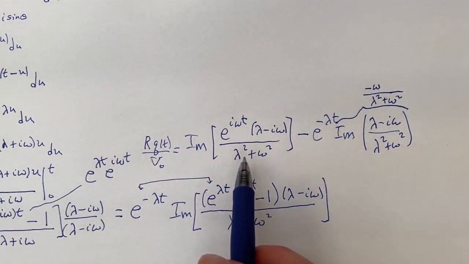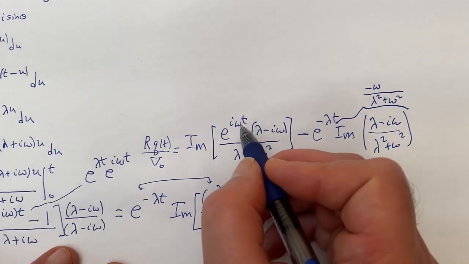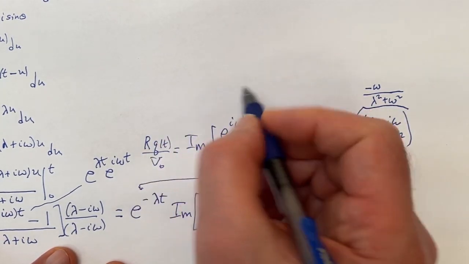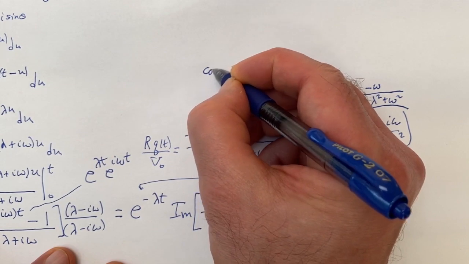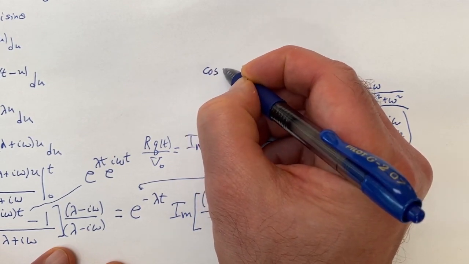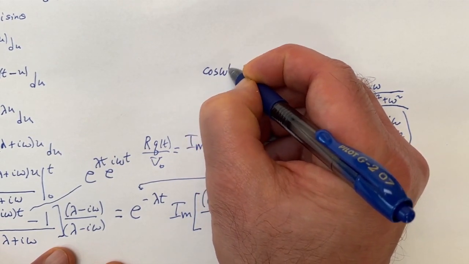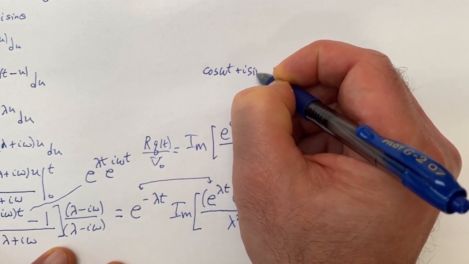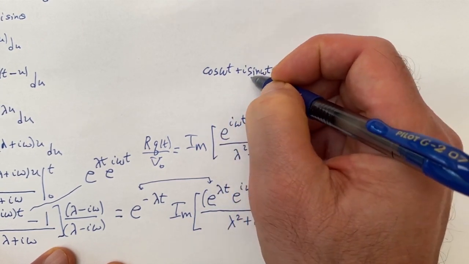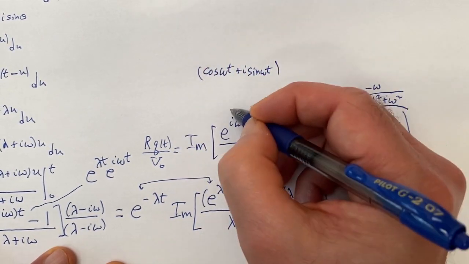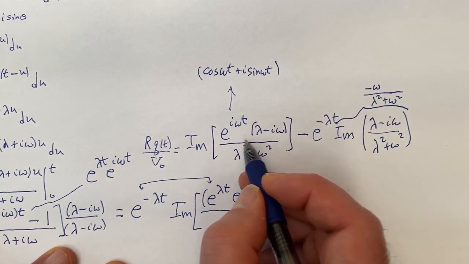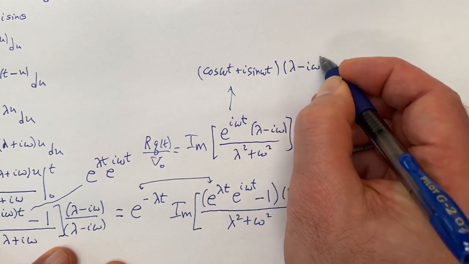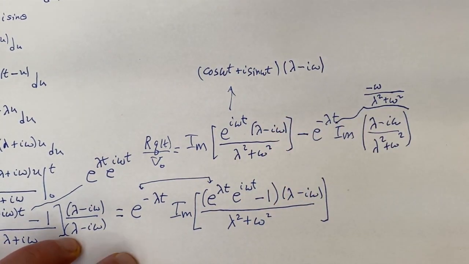This one here is more complicated. So the secret here is to write this out back now with the Euler relation, cosine omega t plus I sine of omega t, right? That takes care of this. And that's going to be multiplied by lambda minus I omega. All right.